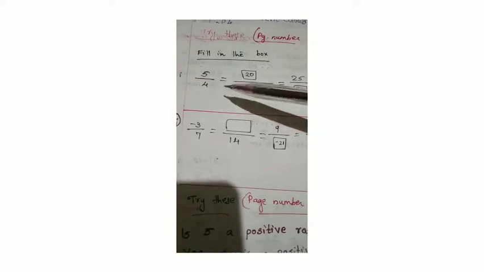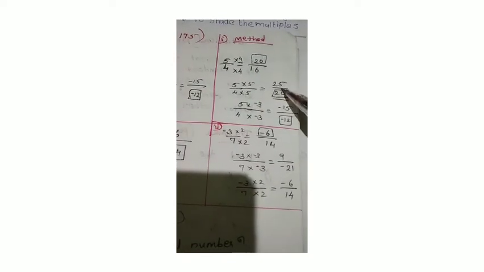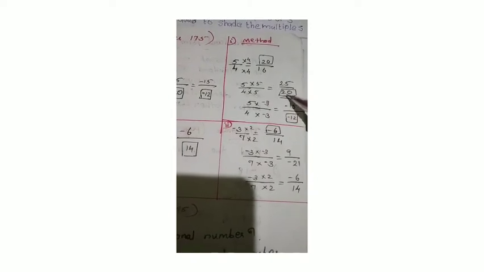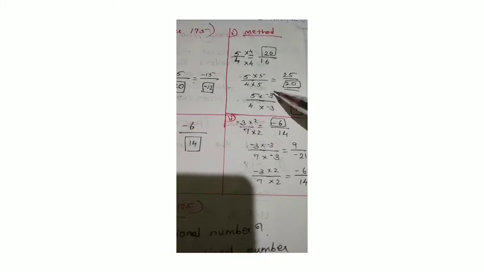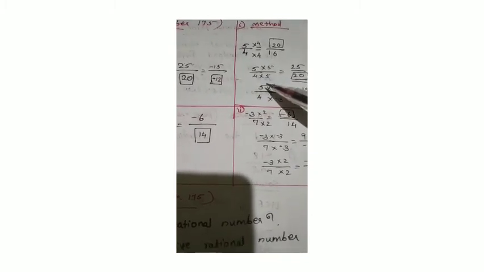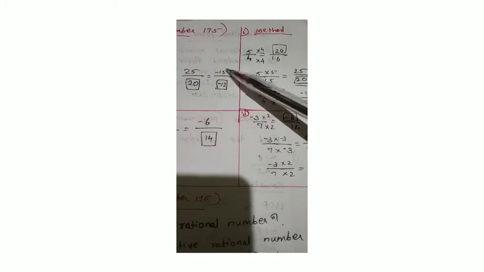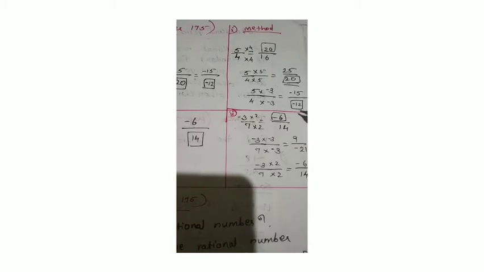Second question was 25 on a blank box, then 5 on 4. Here the clue was 25 will be the numerator and this is an equivalent rational number. So 5 times 5 is equal to 25, so 4 times 5 will be 20. We have to multiply both numerator and denominator by the same number. Which number we have to multiply? The clues are given. Then next, 5 times negative 3 will be negative 15. So we have to multiply the denominator with negative 3 itself. So 4 times negative 3 is equal to negative 12. Clear?